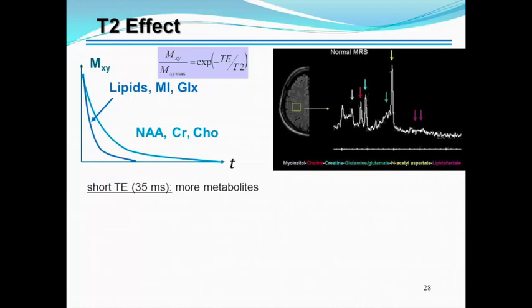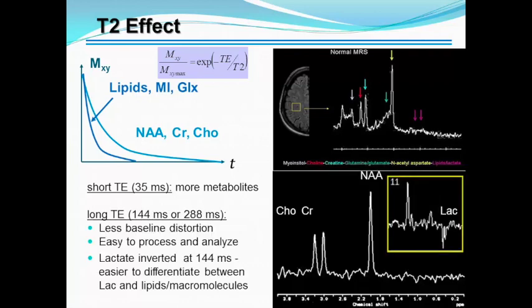More than T1, actually T2 has an effect on your spectrum. So lipids, Myo-Inositol, glutamine, glutamate, they have very short T2s. So they decay very fast. So NAA, creatine, and choline don't decay as fast. So in short echo times, you basically still see everything. So you do see Myo-Inositol, glutamine, glutamate, lipids, and so on.